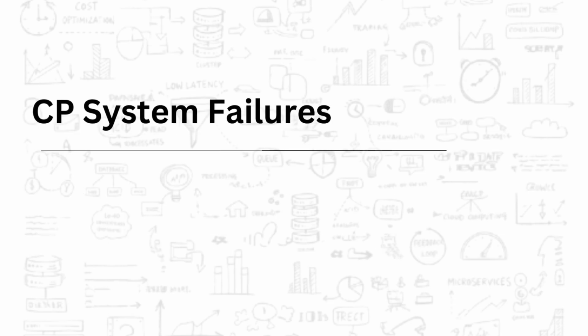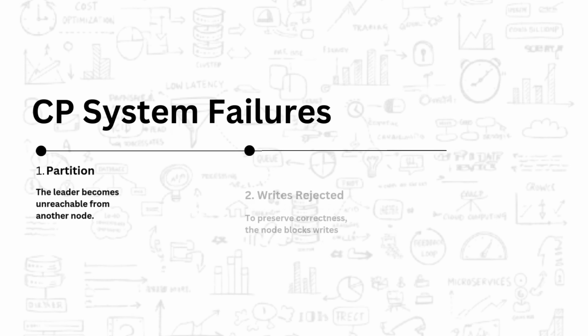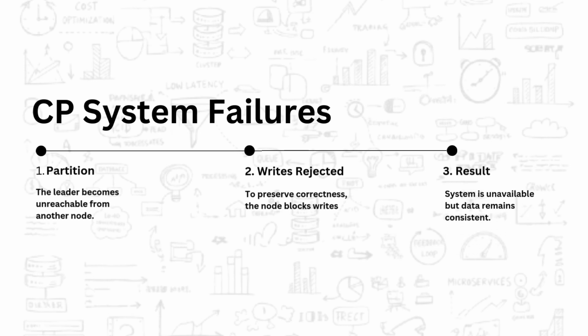So let's walk through what happens in a CP system, like a traditional database. A partition hits. A follower node suddenly can't reach its leader. What does it do? It immediately puts the brakes on. It goes into a safe mode and stops accepting any writes, maybe even reads, because it can't guarantee consistency. The result? That part of the system is now unavailable, but the data is guaranteed to be 100% correct.